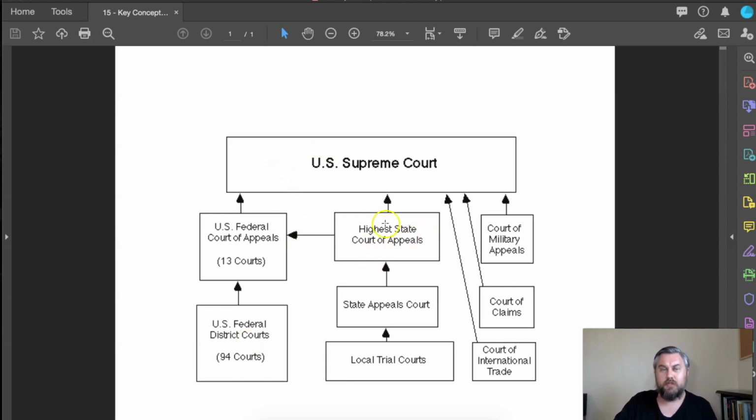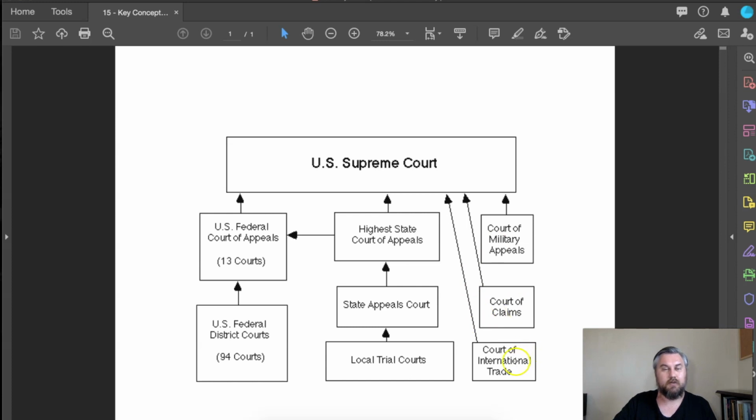Now, those are usually the ways in which you get up to the Supreme Court. That's how the Supreme Court manages its docket. There's also these random courts that the Congress has set up. These are federal courts that Congress has decided are unique, and they're basically really important for specific reasons.